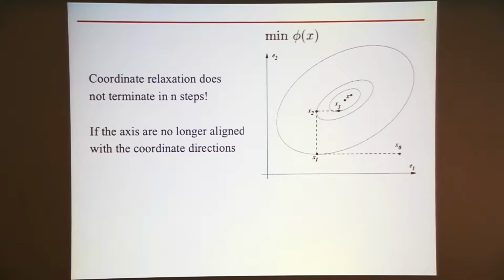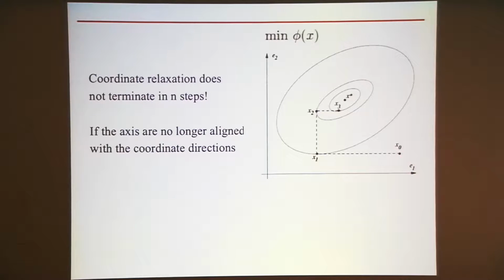If I start here at x0, minimize along the first coordinate direction, minimize along the second coordinate direction, and so on, it turns out you don't terminate in 2 steps anymore. You're going to have to do an infinite number of steps to minimize a quadratic using the coordinate relaxation method. It no longer has the subspace minimization property.